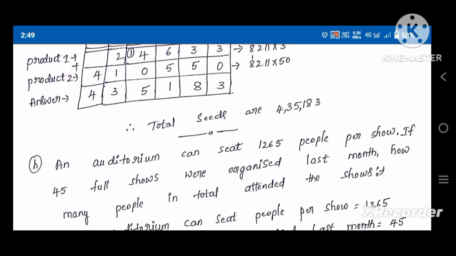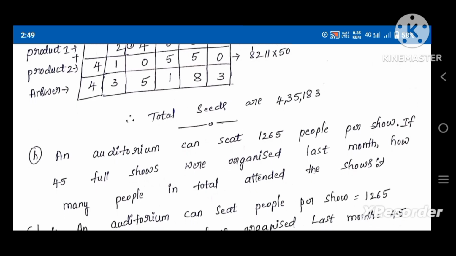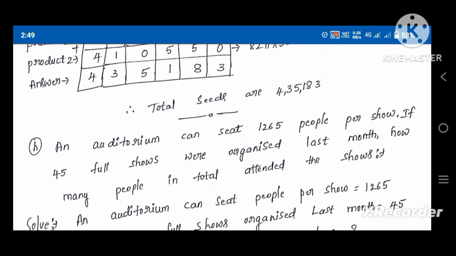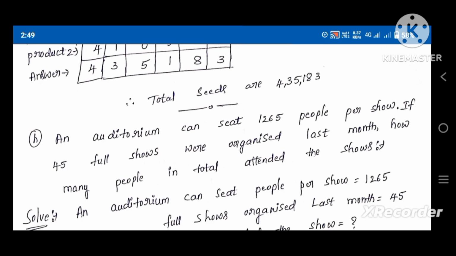Question number H. An auditorium can seat 1,265 people per show. If 45 full shows were organized last month, how many people in total attended the shows?